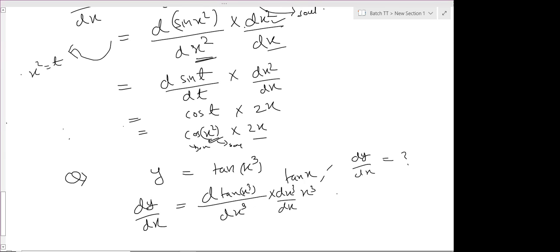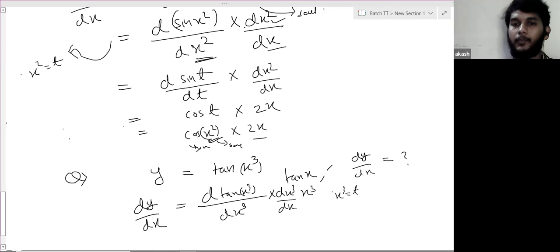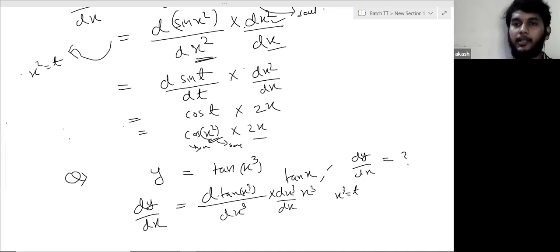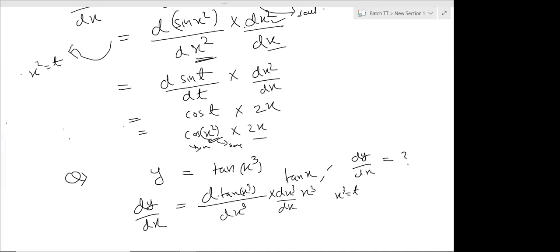Now you can assume x cube is t, then d(tan t) upon dt. You can write the differentiation. All right. Yes, sir. Got it. All right, Sahel, you have solved this.